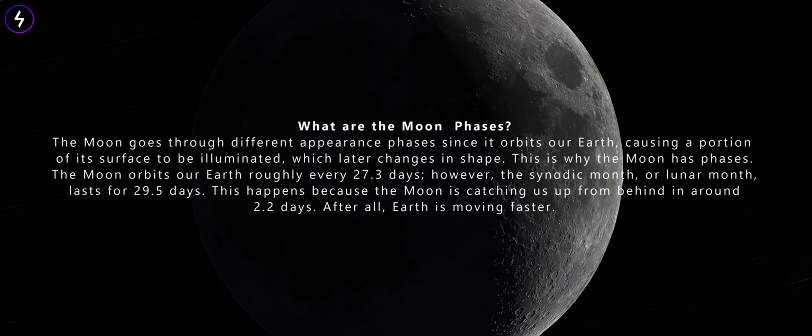The moon orbits our Earth roughly every 27.3 days. However, the synodic month, or lunar month, lasts for 29.5 days. This happens because the moon is catching us up from behind in around 2.2 days. After all, Earth is moving faster.